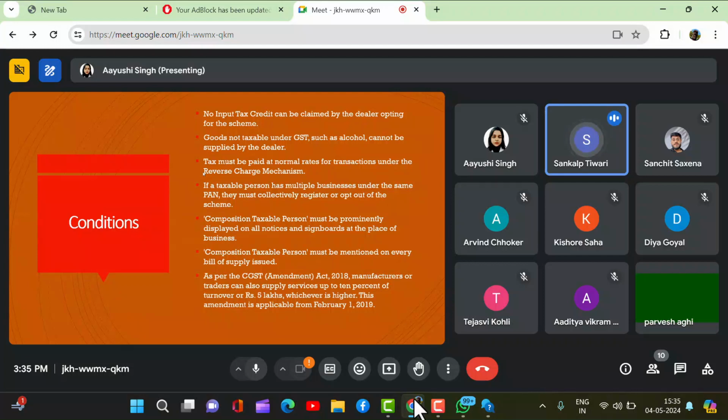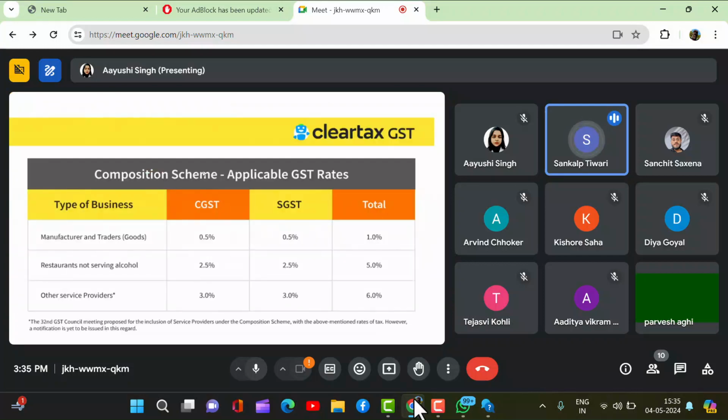Next slide, please, Ayushi. So this is the applicable rate of CGST and SGST for people who opt for it, like manufacturers and traders of goods, 1%. Out of that 1%, 0.5% is the central GST, and 0.5% is the state GST. And restaurants which do not serve alcohol, the total composite levy applied on them is 5%, out of which 2.5% is for the central GST and 2.5% is for state GST, and other service providers it's 3%.